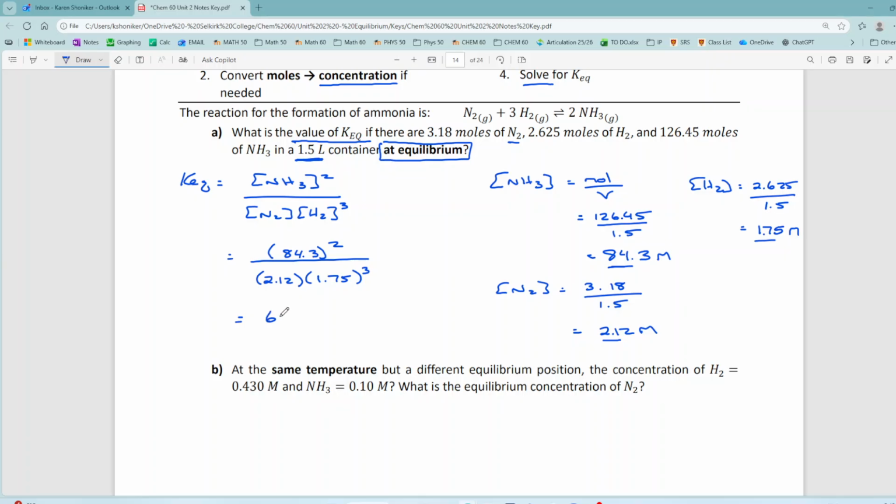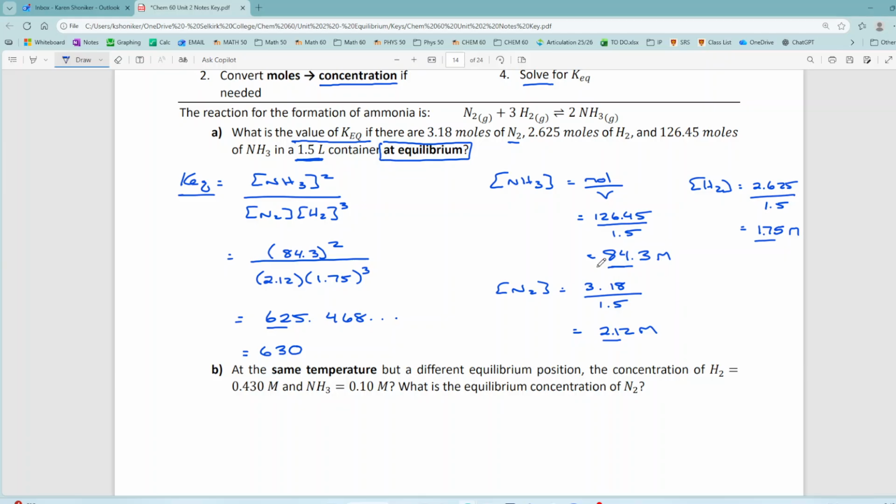So do that now. I get 625.468... Now I'm going to keep track of my sig figs. So all of these were limited by the 1.5 liter container. So I'm going to round this to 2 sig figs, and that's going to make the equilibrium constant 630. Because it's an equilibrium constant, there are no units, and that would be my final answer.